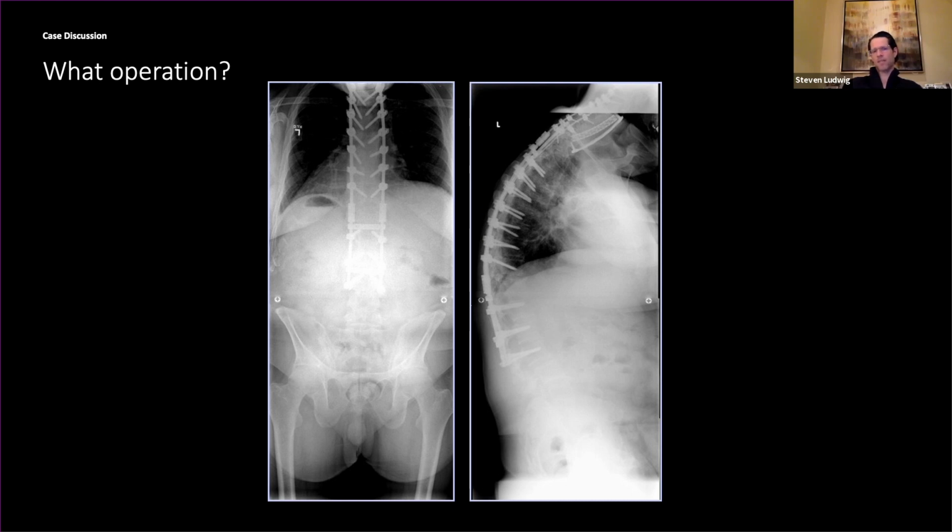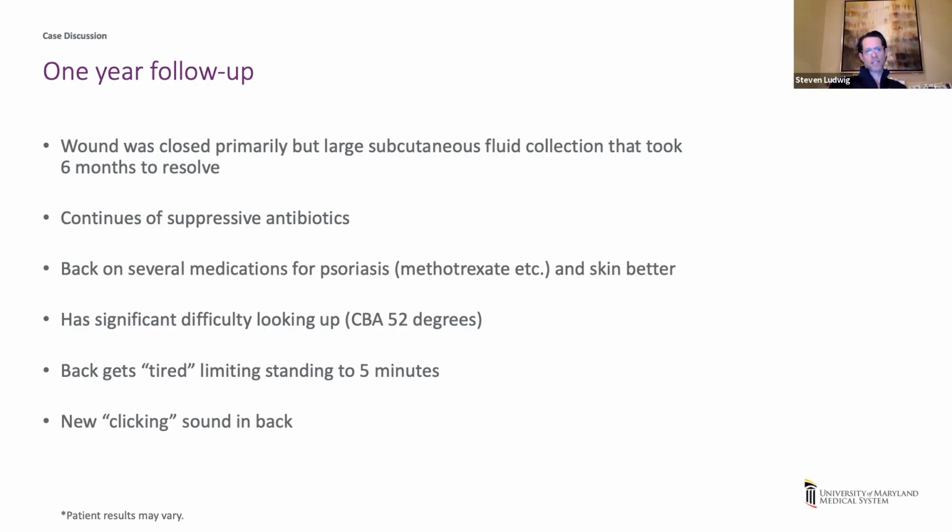Simultaneously, I did a massive debridement of his wound and had the plastic surgeons reconstruct him, right? And he was on suppressive antibiotics for the rest of his life. We got infectious disease to look at him.